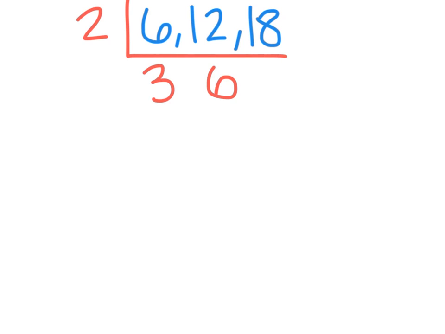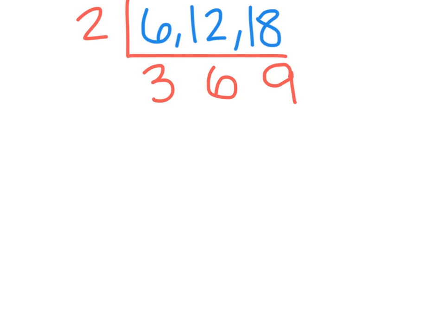Okay, here's our last practice problem for greatest common factor with 3 numbers. I'm going to start my cake. I could divide all 3 of these numbers by the prime number 2. So put a 2 on the outside. 6 divided by 2 is 3. 12 divided by 2 is 6. And 18 divided by 2 is 9.